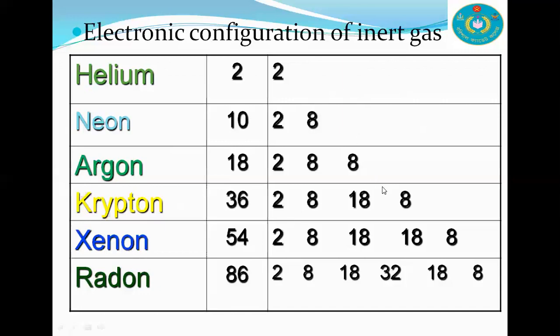These elements show 8 electrons in the outermost energy level, show octet electronic configuration, and gain stability. These are the electronic configurations of inert gases. Helium 2, neon 2, 8, argon 2, 8, 8, krypton 2, 8, 18, 8, xenon 2, 8, 18, 18, 8, radon 2, 8, 18, 32, 18, 8. So all the elements show 8 electrons in the outermost energy level and gain stability, except helium. It follows duet electronic configuration.